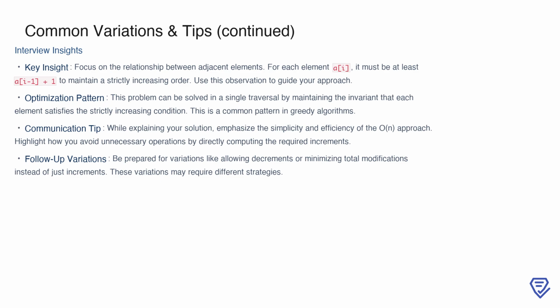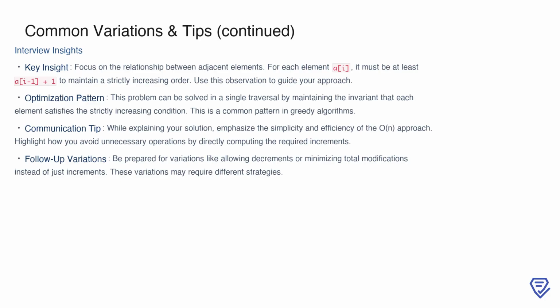Now, let's look at some key insights that can help you tackle this problem effectively, especially in an interview setting. One critical observation is focusing on the relationship between adjacent elements. For any element i, it needs to be at least nums[i-1] plus 1 to maintain the strictly increasing condition. Keeping this relationship in mind simplifies the logic significantly. This leads us to an optimization pattern, solving the problem in a single traversal by maintaining the invariant that each element satisfies the condition. This is a great example of a greedy algorithm. It minimizes operations while ensuring correctness, making it both simple and efficient.